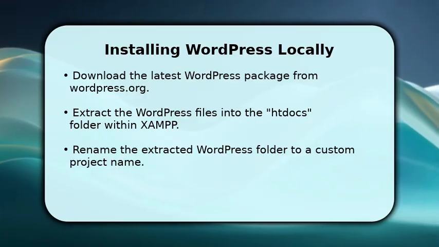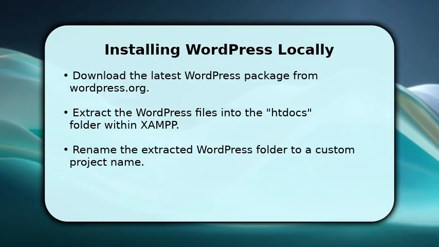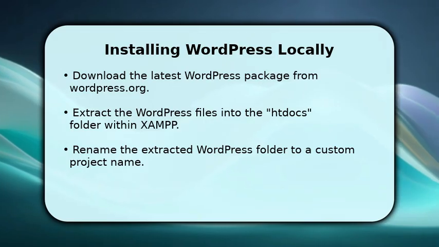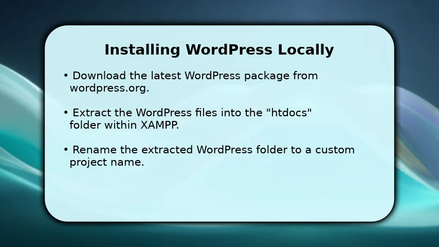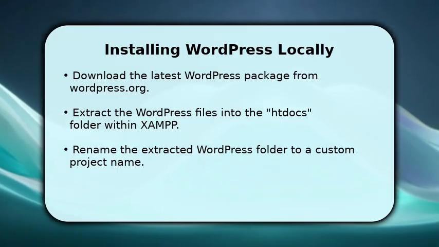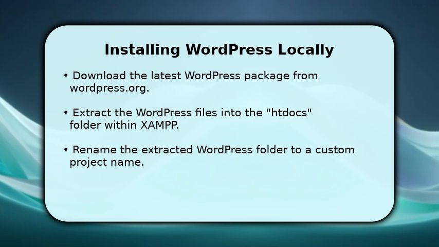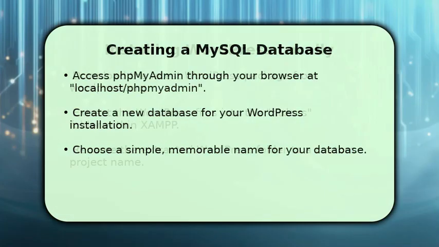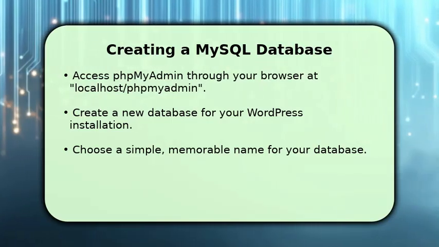Now, navigate to your XAMPP installation directory, usually C drive:/XAMPP, and find the htdocs folder. This is where your website files will live. Move the extracted WordPress folder into htdocs and rename it to something like My Website or Test Site for easy access. Before we can install WordPress, we need a database.